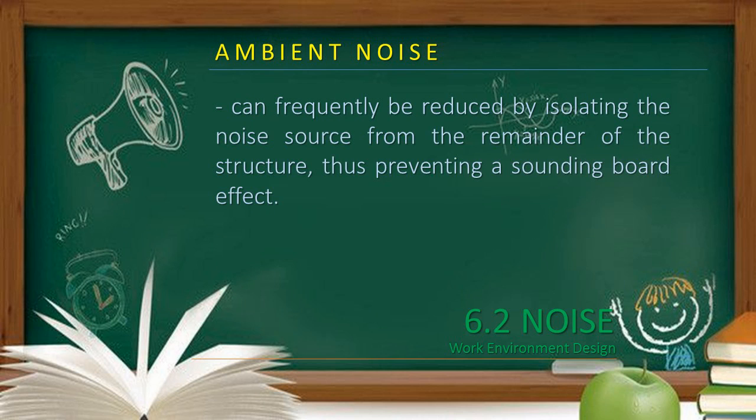Ambient noise, commonly known as background noise, can frequently be reduced by isolating the noise source from the remainder of the structure, thus preventing a sounding board effect. This can be done by mounting the facility on a shear-type elastomer, thus damping the transmission of noise.